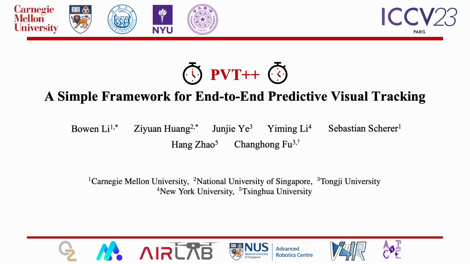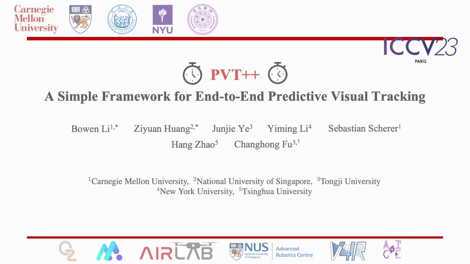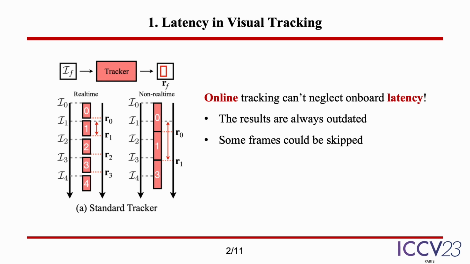We present PVT++, a simple framework for end-to-end predictive visual tracking. Standard visual tracking is conducted in an offline setting, where the trackers are assumed to have zero latency. However, the onboard latency can't be neglected during online tracking when deployed on intelligent robots like UAV.